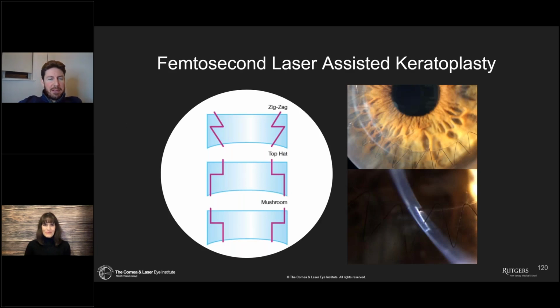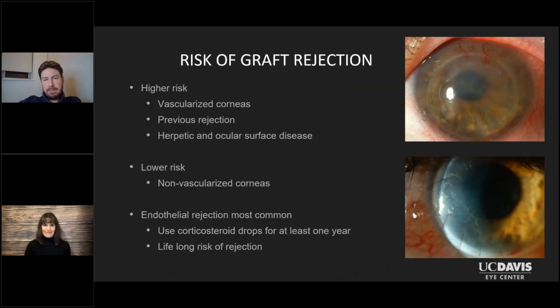You can use a femtosecond laser to create very intricate keratoplasties with this. The idea is that you increase the surface area of the graft-host junction and make them more stable. The risk of graft rejection is very significant. We do want to document if there's any vascularization, as you can see here on the upper right, if there's a history of rejection or graft reaction, if there is herpetic disease or any sort of ocular surface disease, which many of these patients have, there's a higher risk.